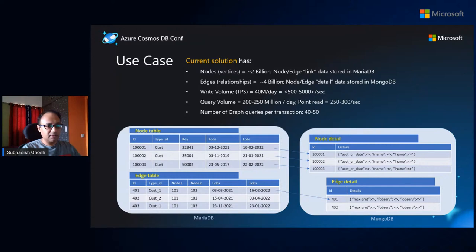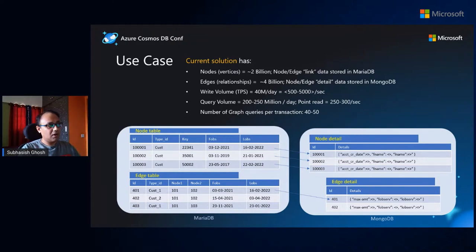Here are some very important numbers related to the use case, so that you have an idea of what kind of volume and variety we are talking about. First of all, this is all real time. We had around 2 billion nodes or vertices, and around 4 billion relationships between the vertices, which we call edges, give or take. Write volume is 40 million per day, varying from 500 per second at non-peak to 5,000 per second at the highest peak. And that's the write volume. The query volume is a mixture of mostly in-partition queries and some point reads, but also upserts.